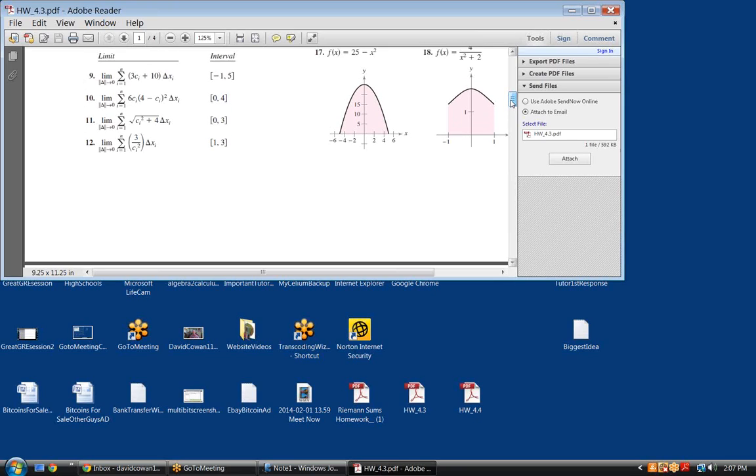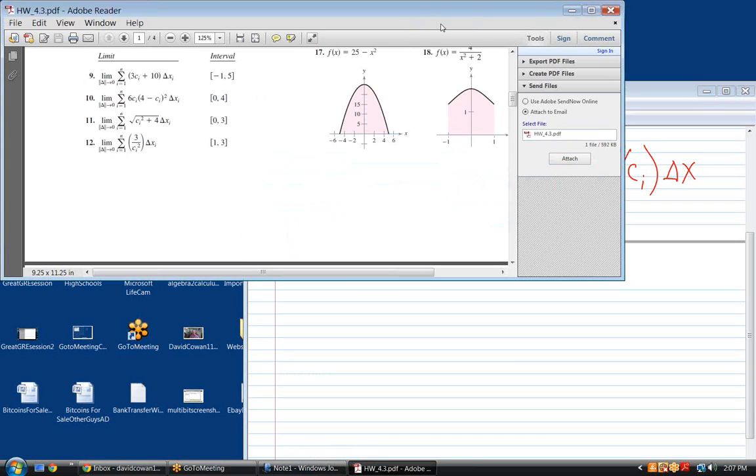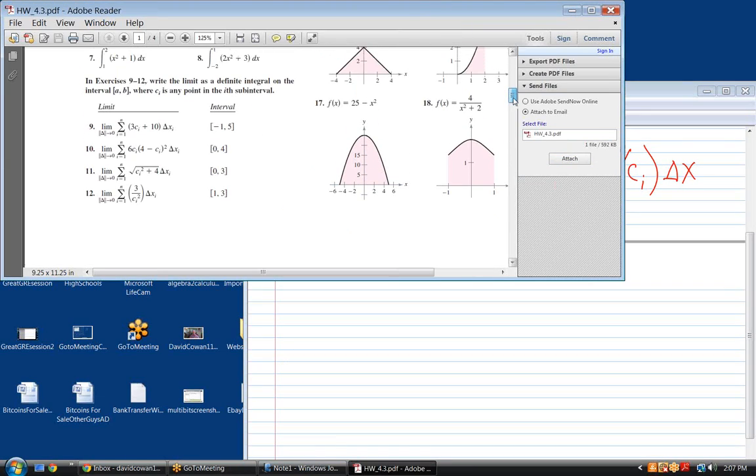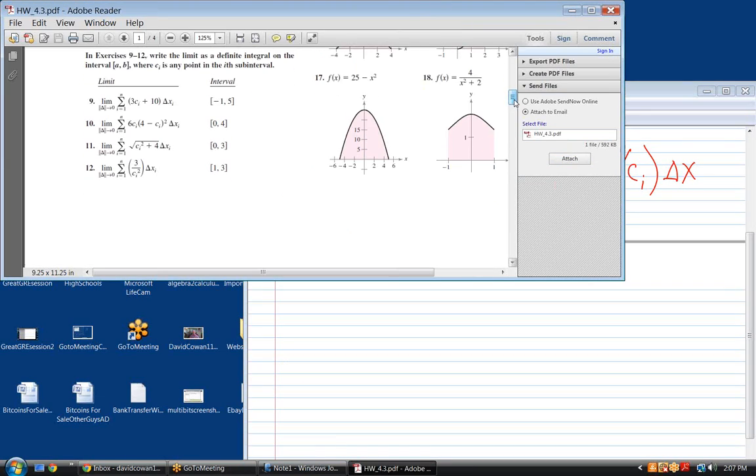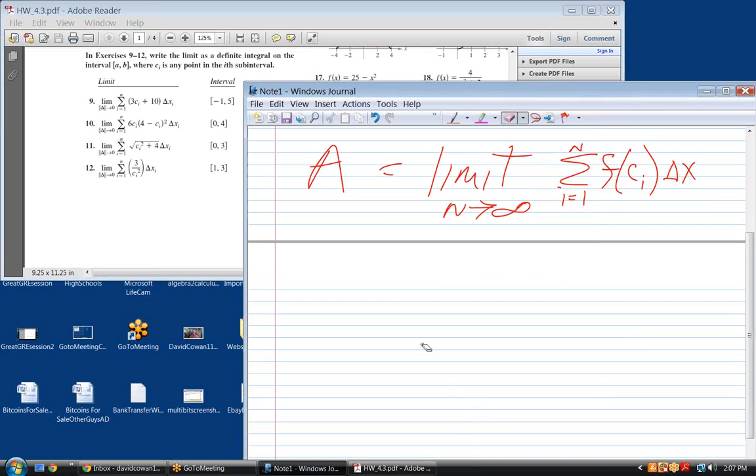Okay, number 9. The instructions here say, write the limit as a definite integral on the interval a to b where c is any point in the ith sub-interval. Well, these are a piece of cake. Number 9, what is that going to be? So we're integrating 3c plus 10, right?